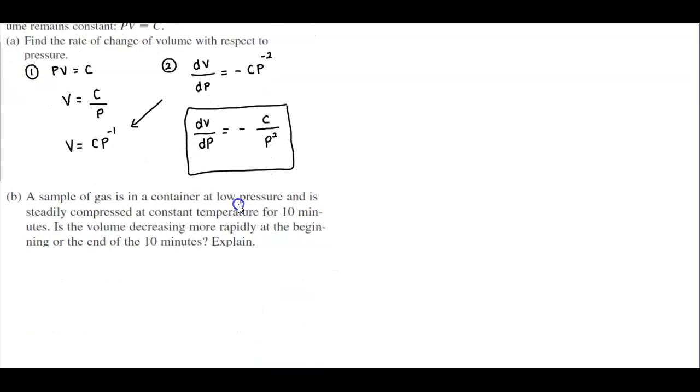Okay, now in part B it's saying a sample of gas is in a container at low pressure and is steadily compressed at constant temperature for 10 minutes. Is the volume decreasing more rapidly at the beginning or the end of 10 minutes, and then explain? So we know from the given information that steadily compressed implies that the pressure is increasing.